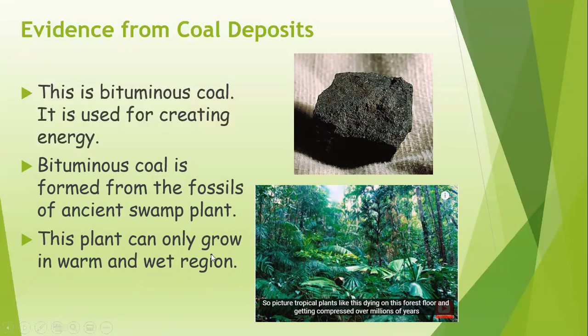This plant can only grow in a warm and wet region, a region where there is maximum sunshine and a lot of rainfall. It will only grow in an area which is warm, hot, and wet. Wet means receiving more rainfall. And from this plant, when it dies and it is under the earth's crust, under high heat, high pressure, this coal is formed, which is called bituminous coal.